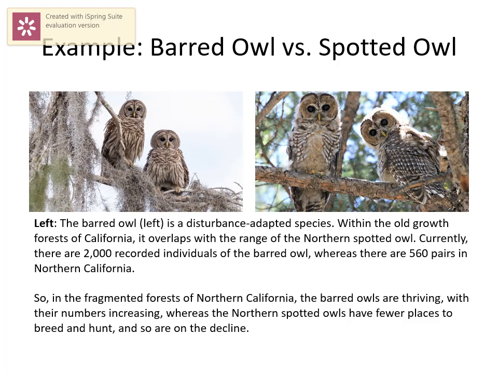And we can see that this is having an overall effect on the community because the barred owls are actually increasing in number. There's 2,000 recorded individuals in Northern California, where there's 560 pairs of the spotted owl in Northern California, so their numbers are dropping. Okay, so like I said, in the fragmented forest in Northern California, barred owls are thriving, with their numbers increasing, whereas the northern spotted owls have fewer places to breed and hunt, so they are on the decline.